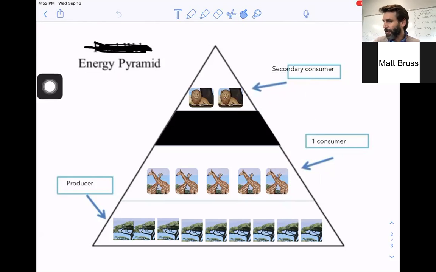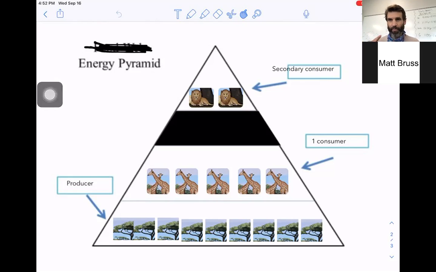In this particular pyramid, I blacked this out, and I guess I could have dropped down the top there, but just pretend that black part doesn't exist. So we have producers at the bottom, then primary consumers, and then secondary consumers. That I think is pretty straightforward.